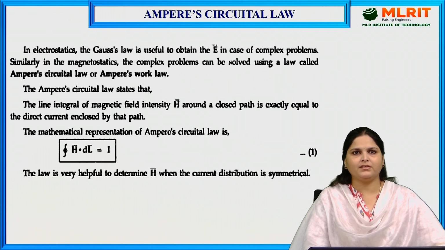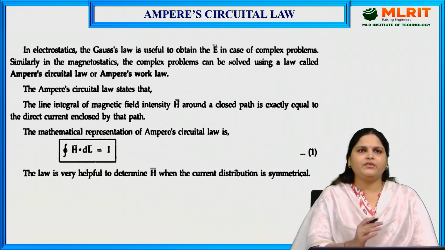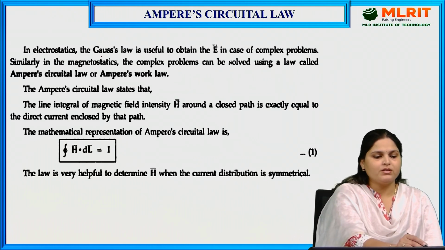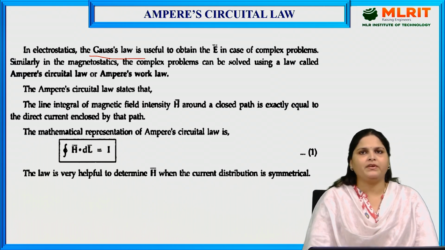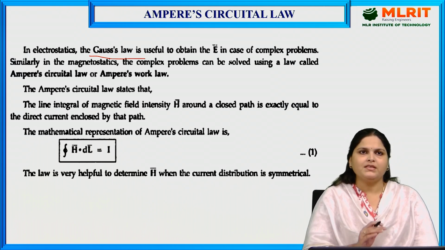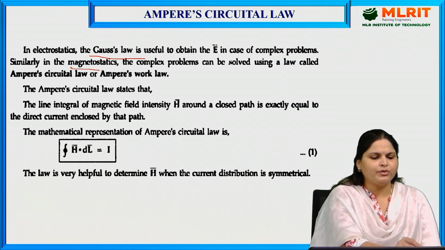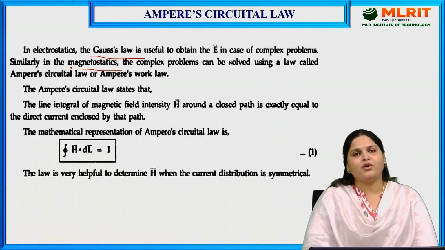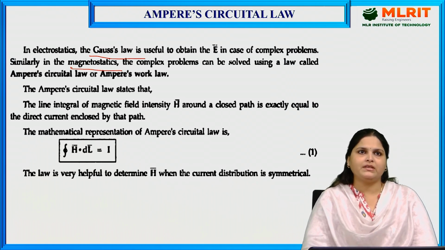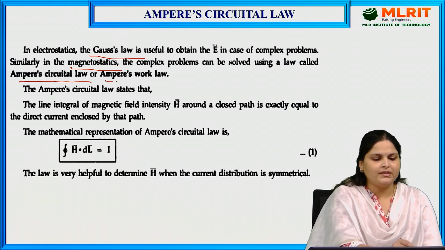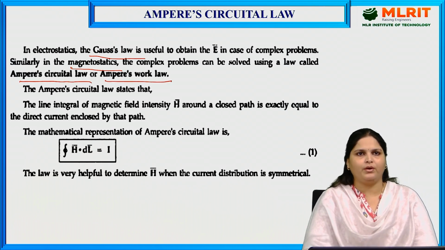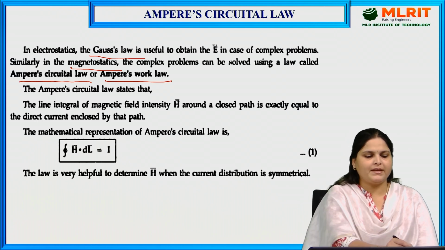So let's start. As we know, in electrostatics, Gauss's law is very useful to obtain electric field intensity in case of any kind of complex problems. Similarly, in magnetostatics, these types of complex problems can be solved using a law called Ampere's circuital law, or another name for this law is Ampere's work law. So let's discuss its statement.